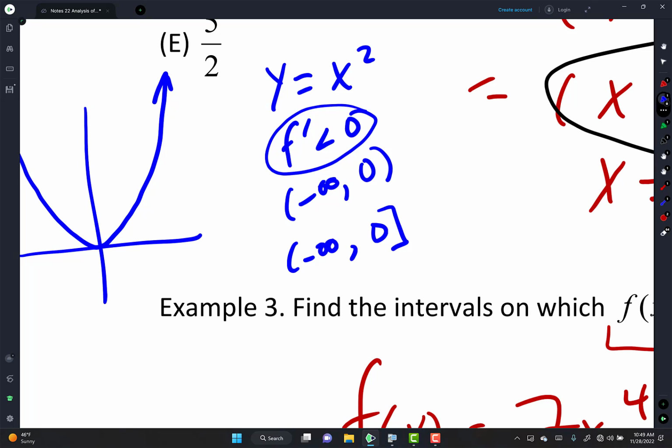Okay, if you don't understand this, it's okay. You'll still get it right. But hopefully that made sense. So you're increasing from 0 to infinity for the x squared function.